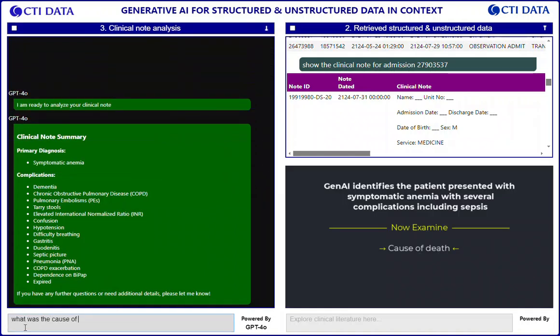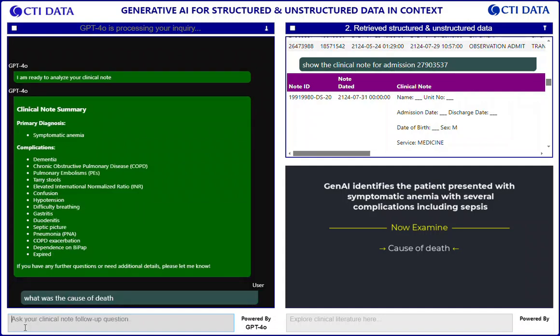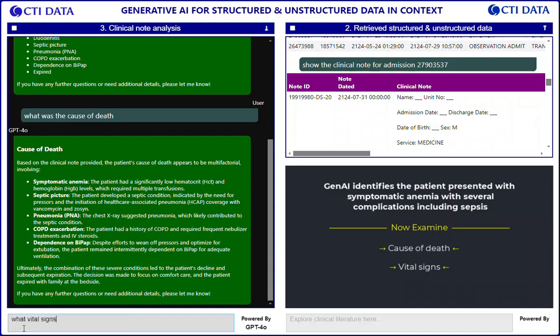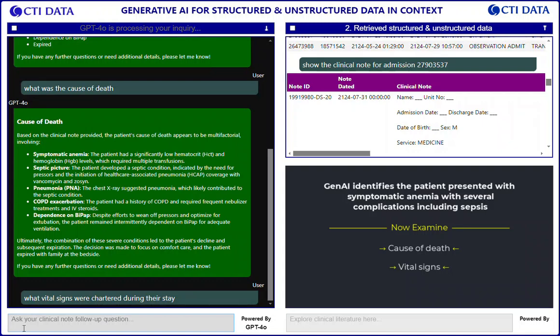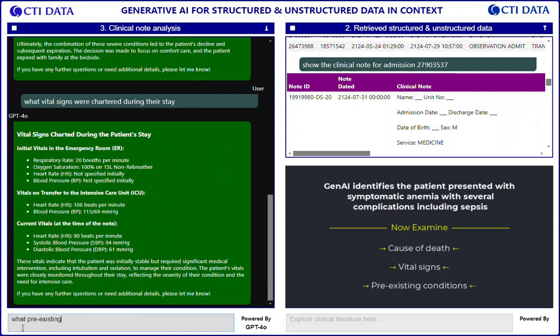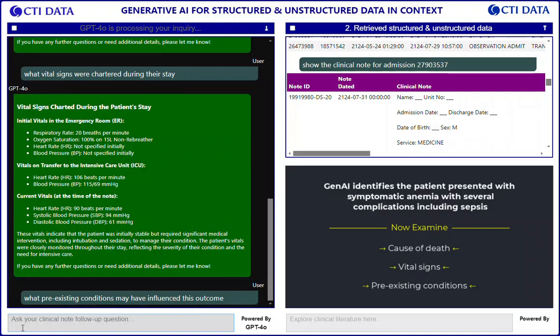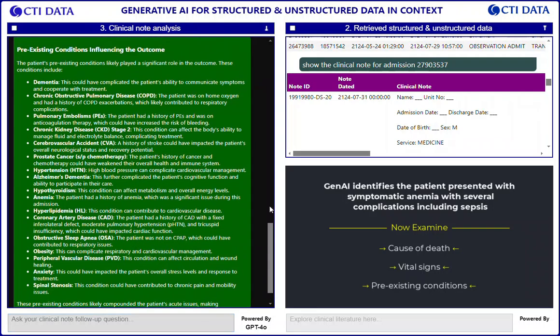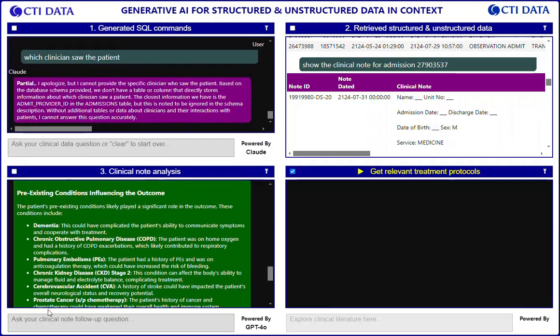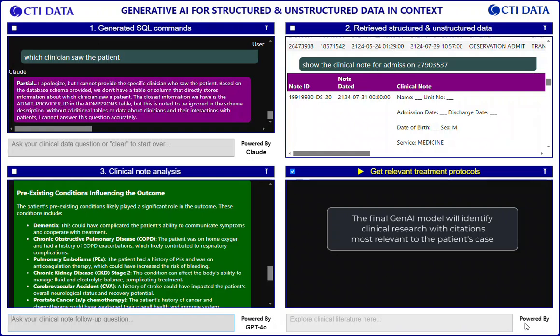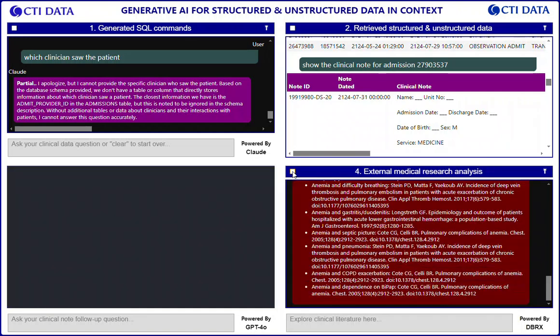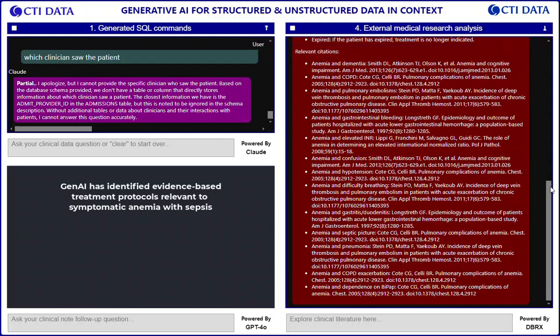We see that the patient was suffering from symptomatic anemia, which became septic at some point. First, we ask for the cause of death, as noted in the chart. Then we want to look further at their vital signs during their course of stay, then whether they had pre-existing complications. Treating symptomatic anemia with all these complications is challenging, and we want to see the latest research for such situations to examine what we could improve. In Window 4, a clinical research Gen AI is deployed that will first retrieve citation-based research discussing the patient's specific diagnosis and complications.